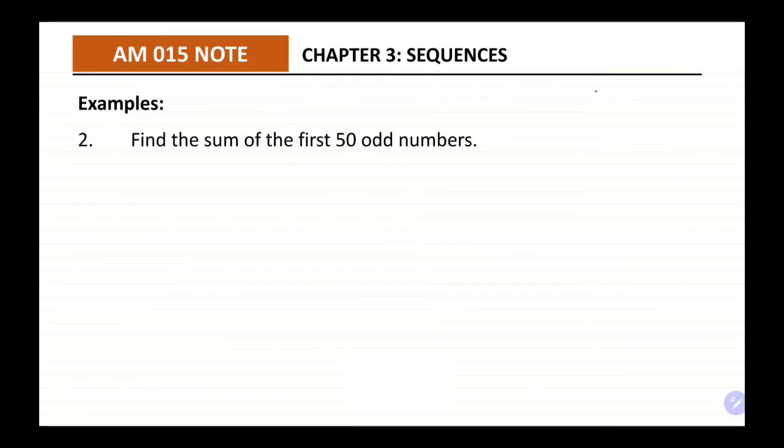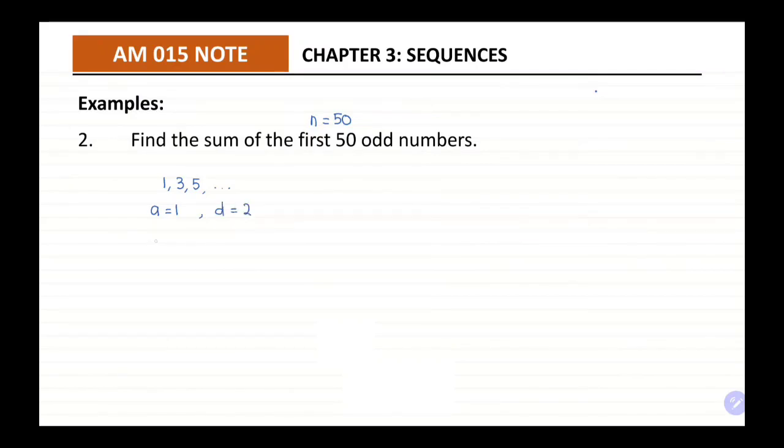Continue, question number 2. Find the sum of the first 50 odd numbers. Okay, now we want to find the sum of the first 50. So we know the number of terms is 50. Before we start to find the sum, we must know the sequence of the odd numbers. Odd numbers start with 1, then 3, 5 and so on. From this sequence, we know that our first term is 1 and the common difference is 2.